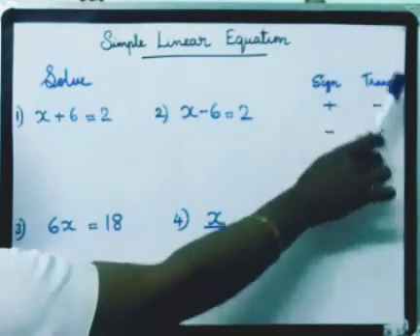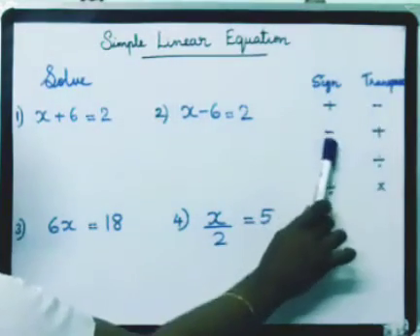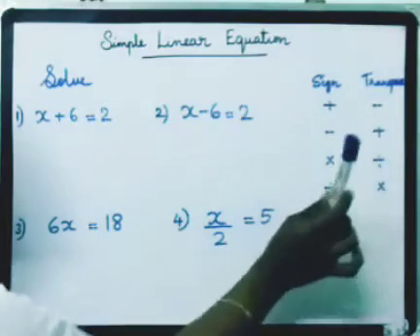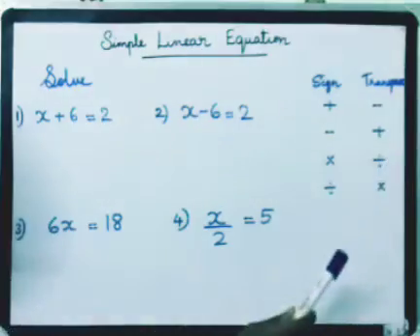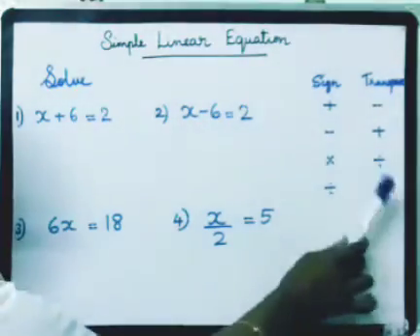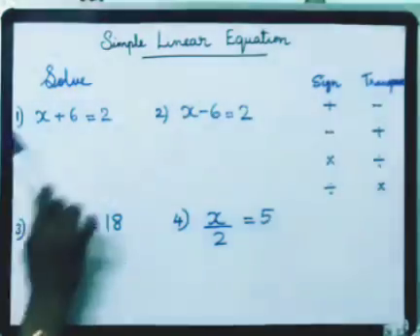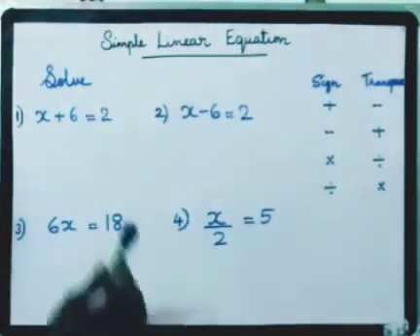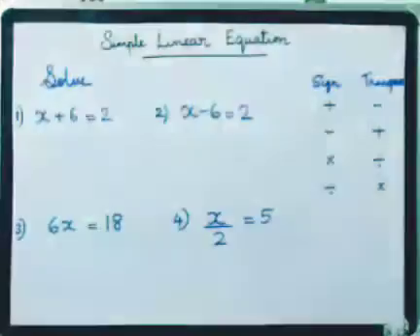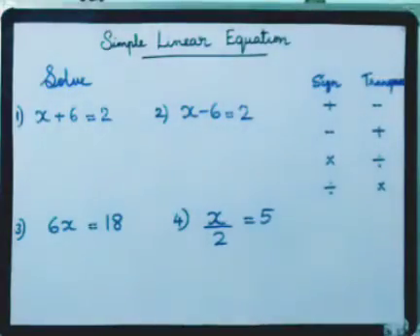Positive sign, when you transpose it becomes negative. Negative sign, when you transpose it becomes positive. Multiplication, when you transpose it becomes division. Division, when you transpose it becomes multiplication. So today we are going to discuss how to solve all these questions. So x + 6 = 2 is our first question.